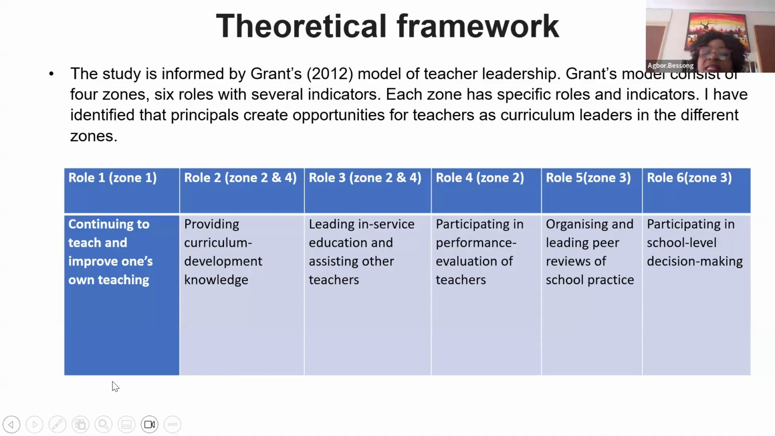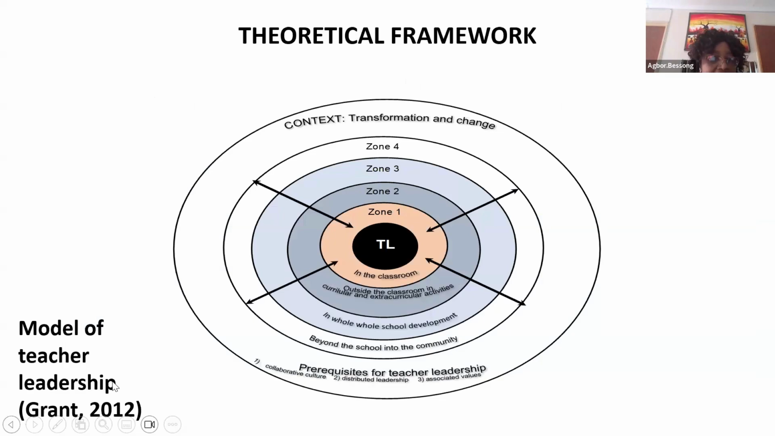Within these zones, there are roles which the teachers have to perform, those roles engaging in curriculum development activities. The image also portrays the different zones. It talks of the context, which I mentioned before. It talks of the prerequisites for teachers, which is a collaborative culture that has to be brought into context by the principal. Distributed leadership, of course, with associated values of trust, respect, and collaboration.